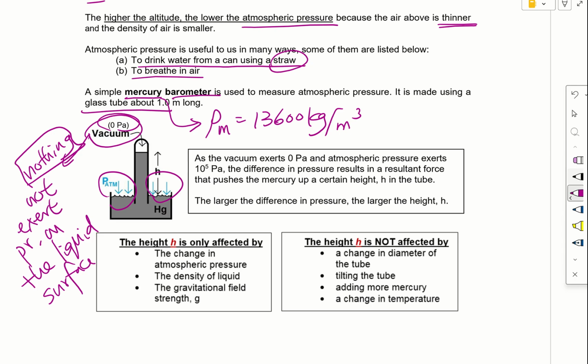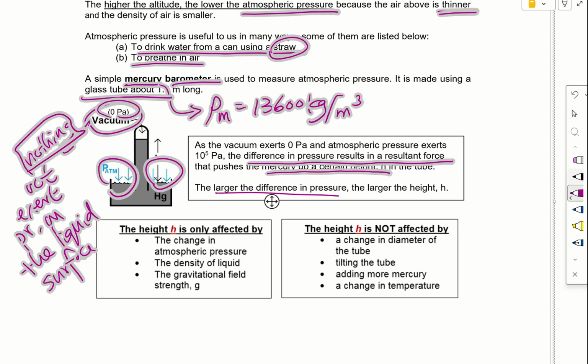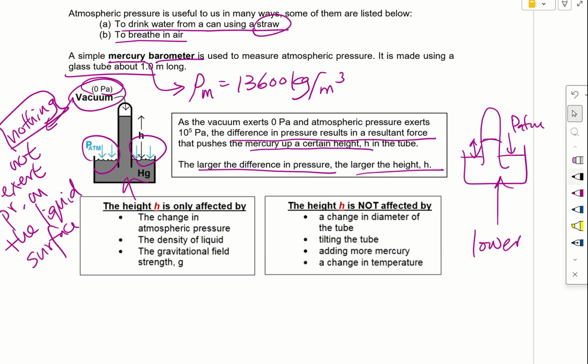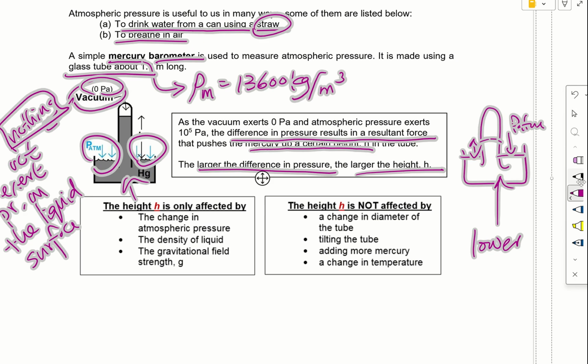So the difference in pressure will lead to a resultant force. The difference in pressure results in a resultant force, and then it pushes the mercury up a certain height h in the tube. So the larger the difference in pressure, the larger the height h. So if I go to a place whereby, comparing this diagram to this, if the height of the mercury that it rises up is lesser, then that means the atmospheric pressure in this location is lower.